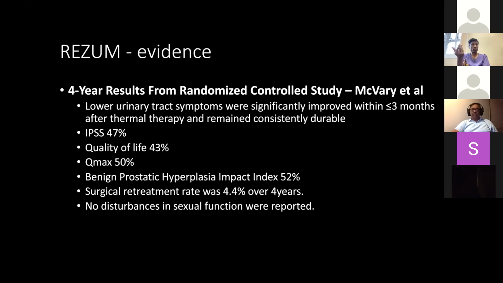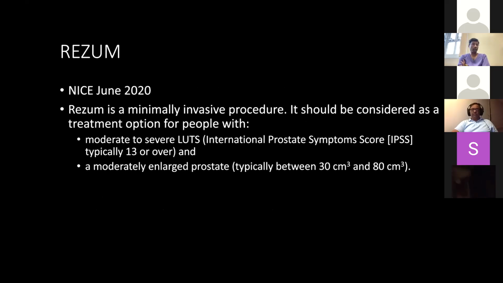There is a 4-year randomized controlled trial of the Rezum arm, which showed excellent improvement in IPSS, quality of life, Qmax, and the need for surgical treatment is around 4.4%, which is not bad when you compare to TURP. So NICE guidelines released in June 2020 supporting Rezum, but it should be considered as a part of the clinical trial and everything should be documented appropriately.